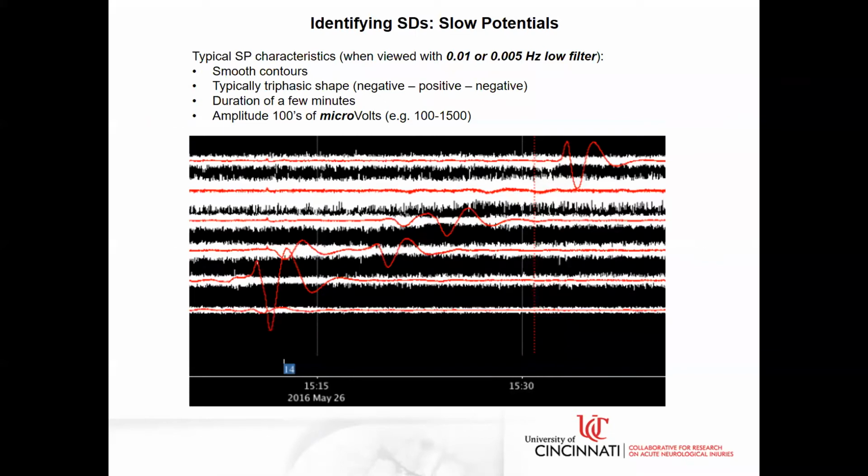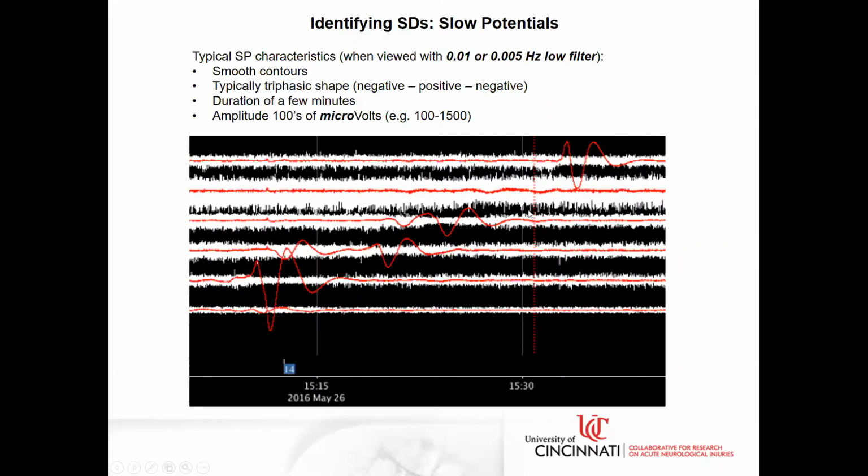So looking a little bit more closely at recognizing what slow potentials really are the ones that identify spreading depolarizations, because certainly there's a lot of slow potentials in the data, many of which can merely be artifacts or could be something else. Usually they're artifacts. So some of the characteristics I've listed here of the slow potentials of SDs are that they typically have very smooth contours, and they typically have a triphasic shape. So the example here, where negative is pointing up, is a negative, positive, negative waveform, and that's typically the case. You can see it in each of these other channels too: negative, positive, negative.